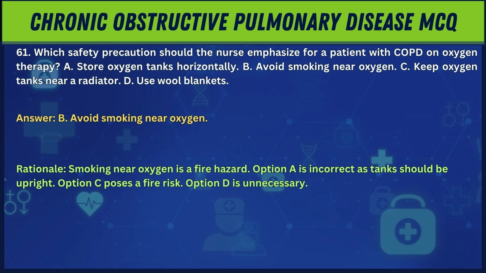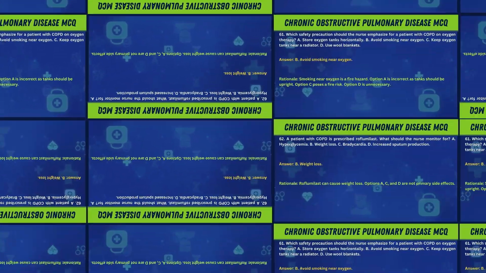Avoid smoking near oxygen. Rationale: smoking near oxygen is a fire hazard. Option A is incorrect, as tanks should be upright. Option C poses a fire risk. Option D is unnecessary.